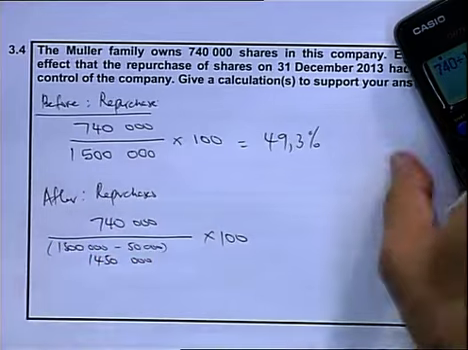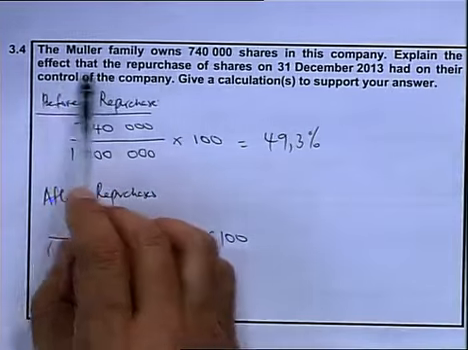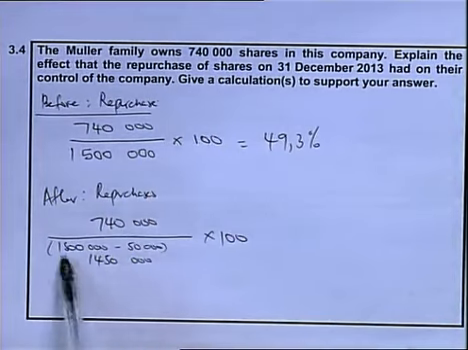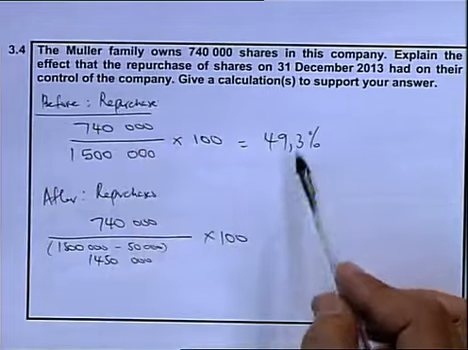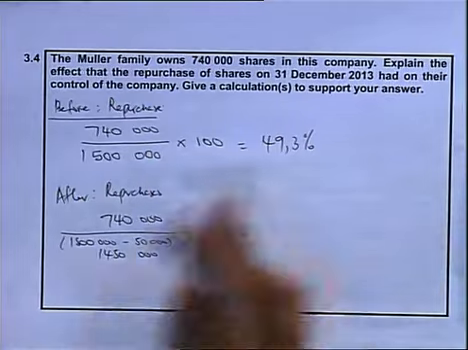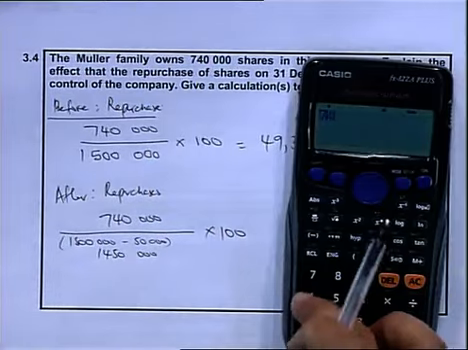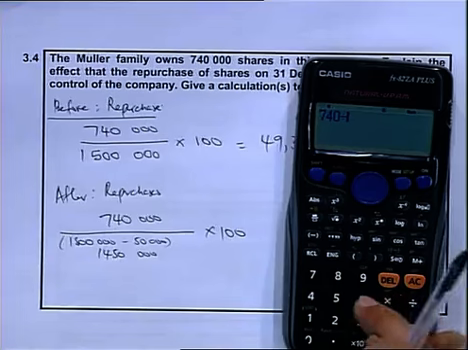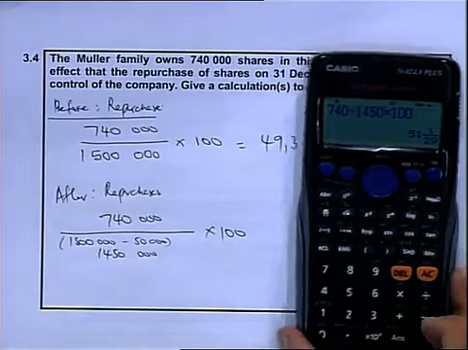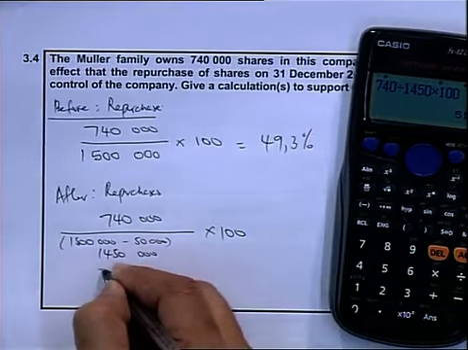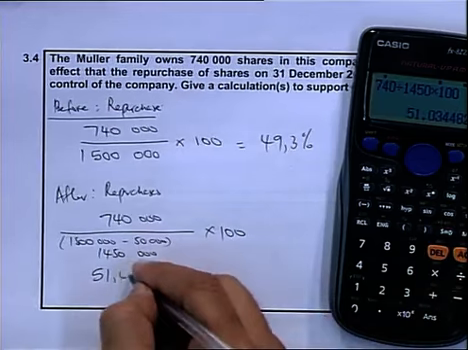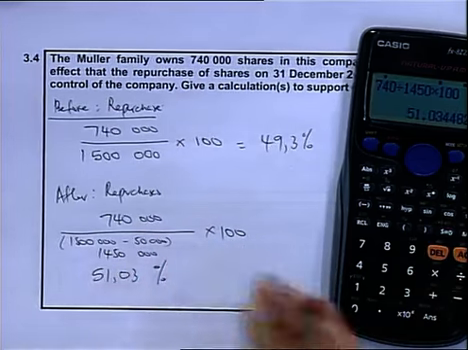Now this is what the question was. They said, explain the effect the repurchase of the shares. In other words, this part. That's the repurchase of the shares. So before we decided to buy back, they owned 49%. Now with the repurchase, we have to express this as a percentage. It will be 740 divided by 1,450 times 100. I get 51.03%.